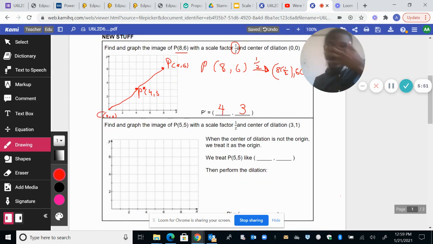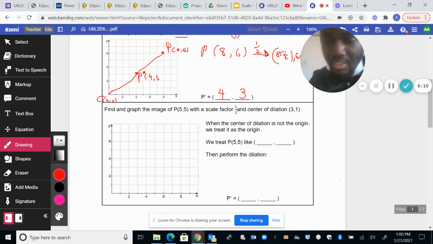What about if the center of dilation is shifted? So what do we do here? If the center of dilation is not the origin, the best thing to do is to treat that center of dilation as the origin. First of all, we plot the center of dilation on this graph. Center of dilation (3, 1): 3 goes this way on the x-axis, and 1 on the y-axis goes this way. So this becomes our new center of dilation. You can write C or just write center.